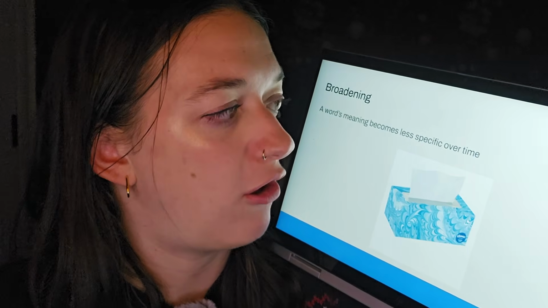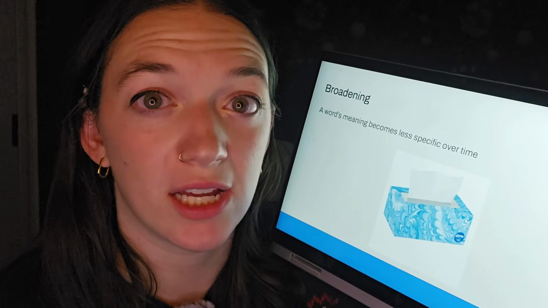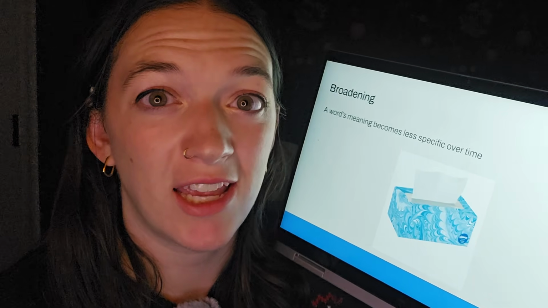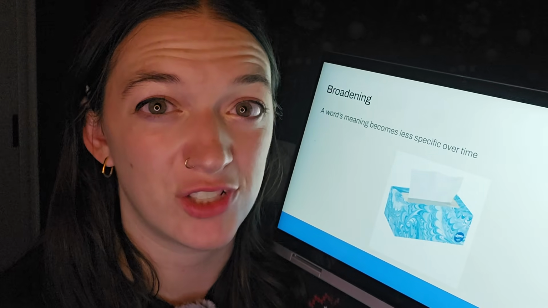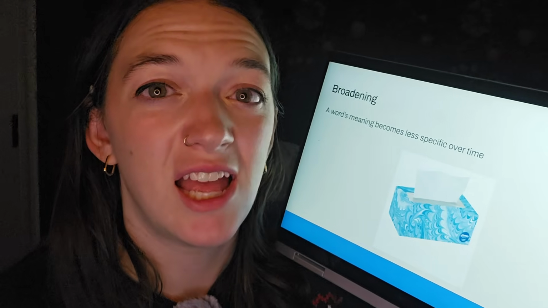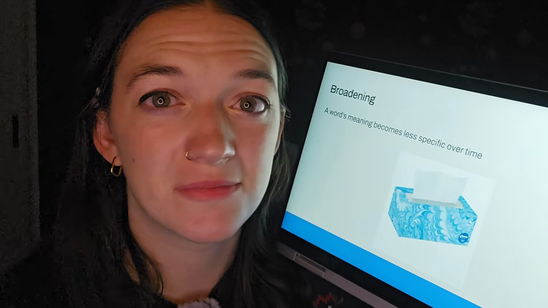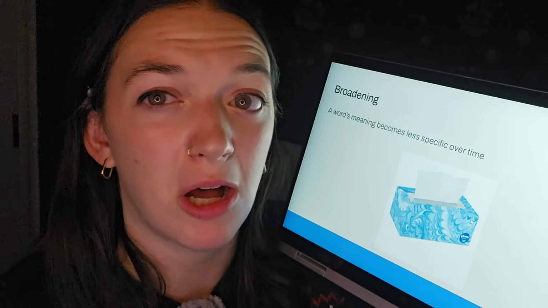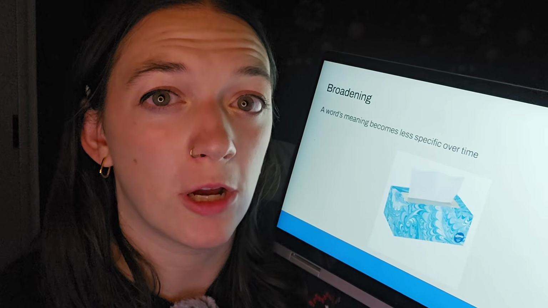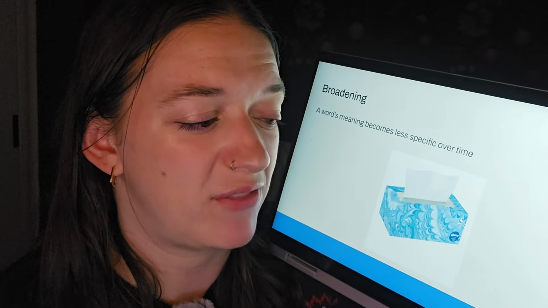Another example of broadening is actually the word guy. Guy used to specifically refer to Guy Fawkes or an effigy of Guy Fawkes, and now it can refer to any old guy. So broadening is the opposite of narrowing. It's when a word's meaning becomes less specific over time.